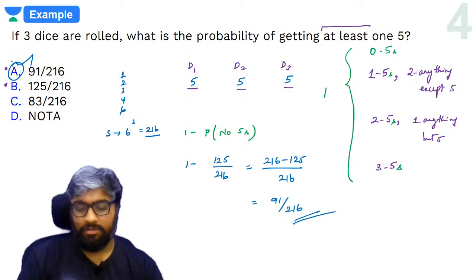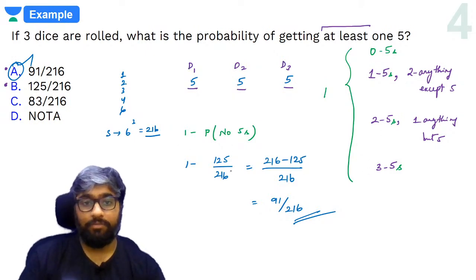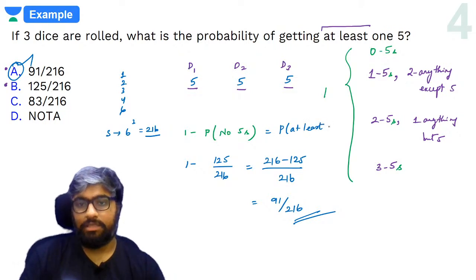Yes, correct. Superb, guys. So what we are doing here is, instead of going upfront with what we want, we're trying to find out what we don't want and subtract it from 1. This will be the same as what? Probability of getting at least 1 five.